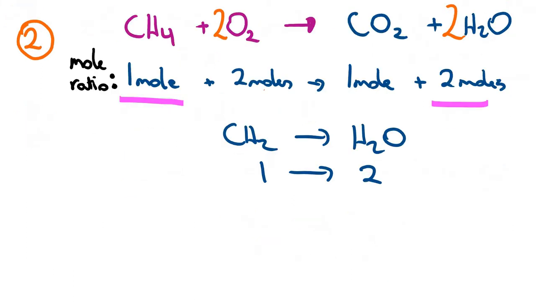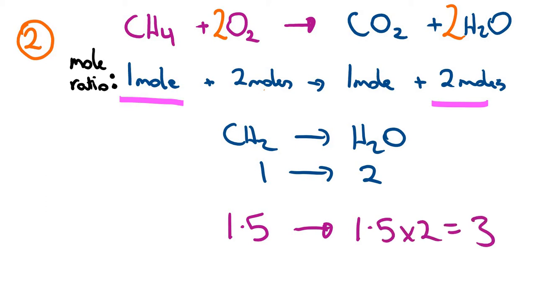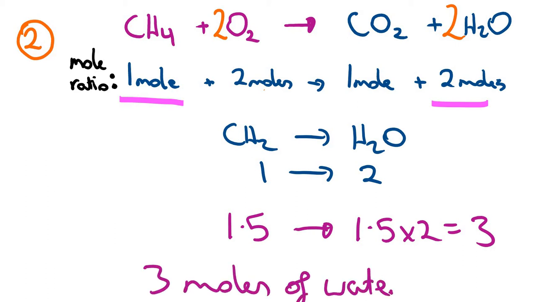So I need to write that out. I've got 1.5 moles of methane. So therefore, the amount of water produced from 1.5 moles of methane is going to be twice that. So it's going to be 1.5 times 2, which is 3. So I know that 1.5 moles of methane produces 3 moles of water. So I've got 3 moles of water produced.